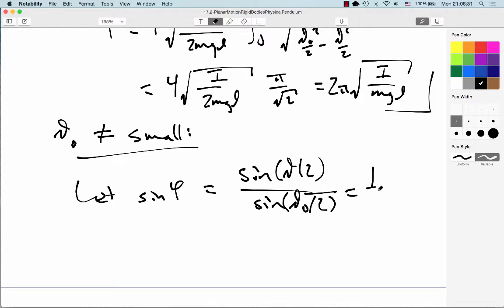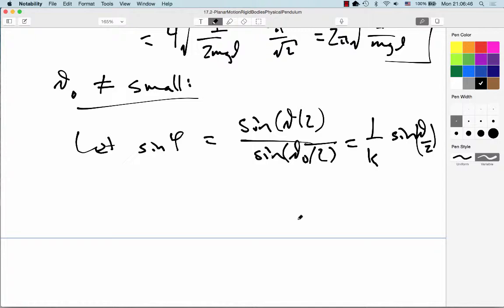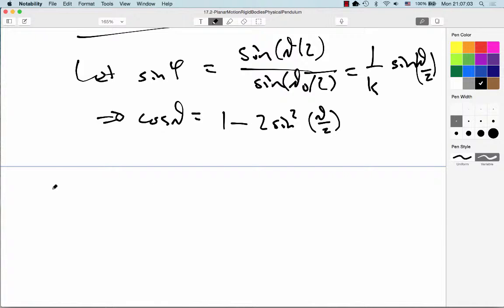And we can rewrite that as 1 over k sine theta over 2. So we're just letting k equal the sine of theta naught over 2. Remembering our trig identities, that gives us that the cosine of theta equals 1 minus 2 sine squared of theta over 2. Alright, so with all of that we can rewrite our integral star.